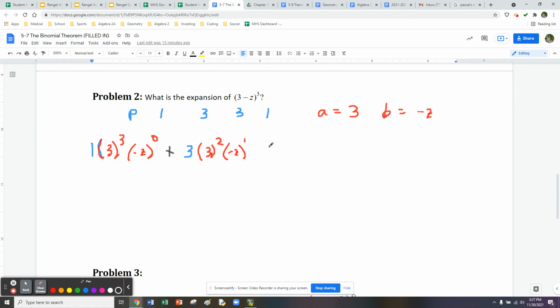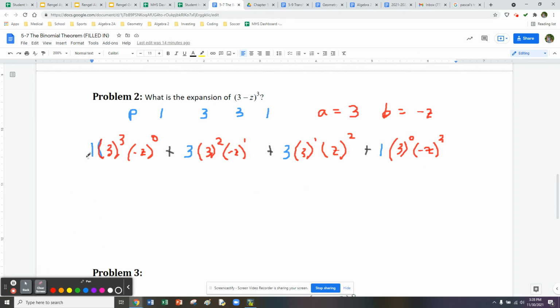And then continue, grab the Pascal's number, 3, and continue following that pattern. So the last two terms, we followed that pattern. We'd have 3 to the first, z to the second, and always making sure they add up to 3, 3 to the 0, negative z to the third. Now we're ready to simplify.